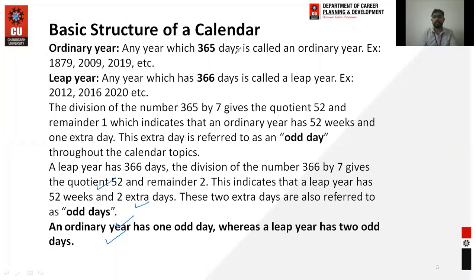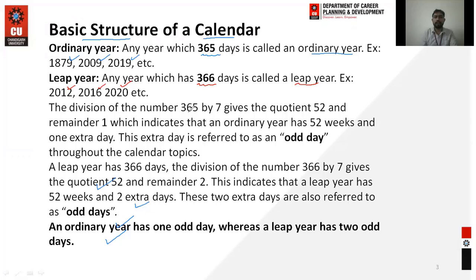We are studying about calendars. So, the basic structure of a calendar. In a normal calendar, we see there are 365 days and it is called an ordinary year. For example, 1879, 2009, 2019, etc. But there is another type of year in which we have 366 days. This type of year is called a leap year. Its examples are 2012, 2016, 2020. All these are leap years.